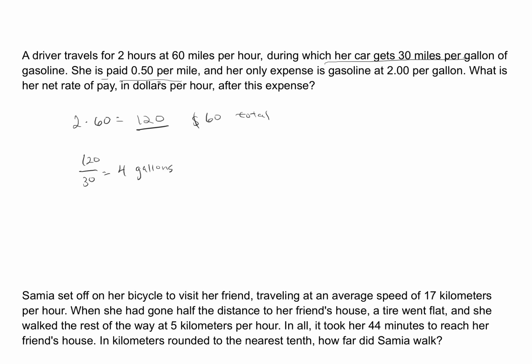And we know that gasoline is $2 per gallon, so it's $8. So it's $60. Subtracting $8 is $52. But of course, we have to divide it by 2 because it's 2 hours at 60 miles per hour and it's dollars per hour. So we have $52 for 2 hours, so it's $26 for an hour. Does that make sense?